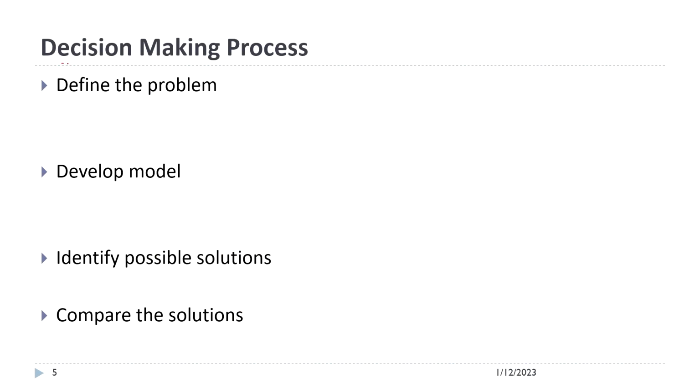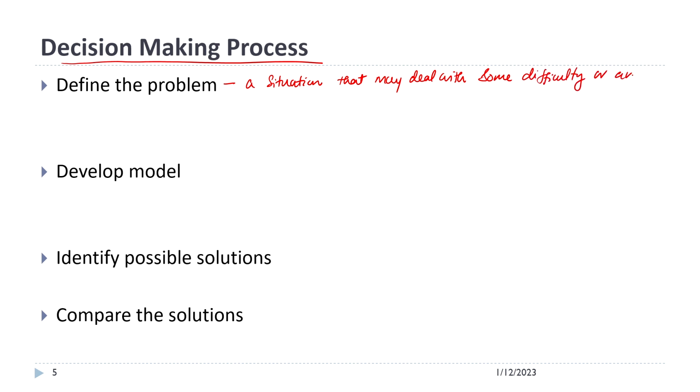Now, we talk about what we call the decision making process, if you look into this slide. The first step of the decision making process is to define the problem. So, what does it entail? For us, when somebody says define the problem, it means a situation. What is a problem? A situation that may deal with some difficulty or an opportunity in the organization.